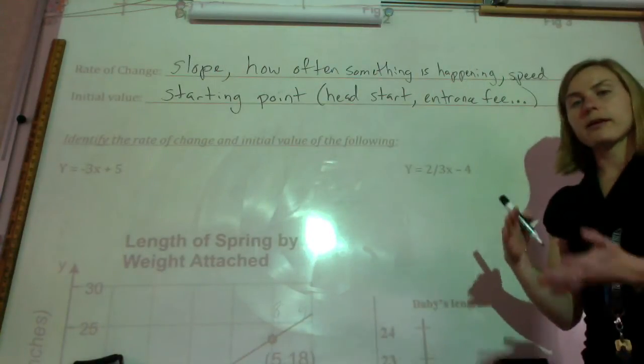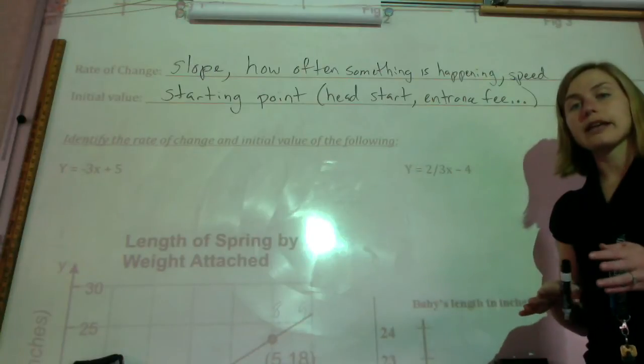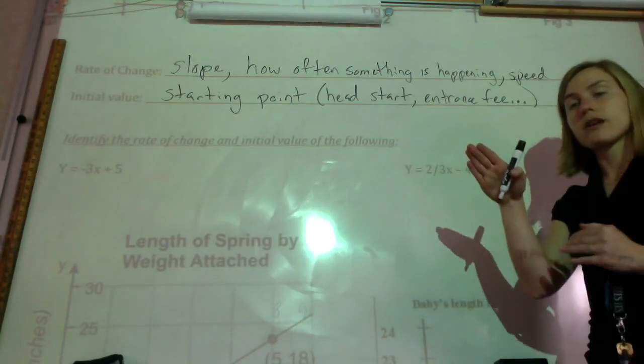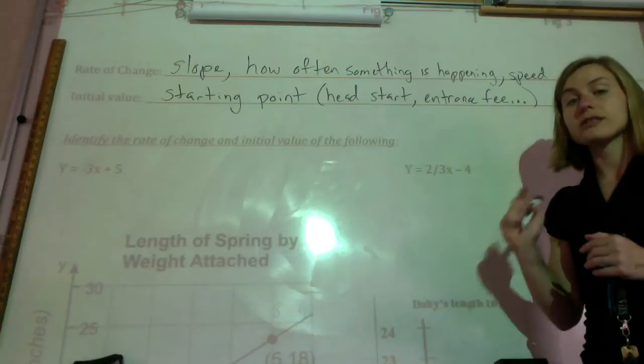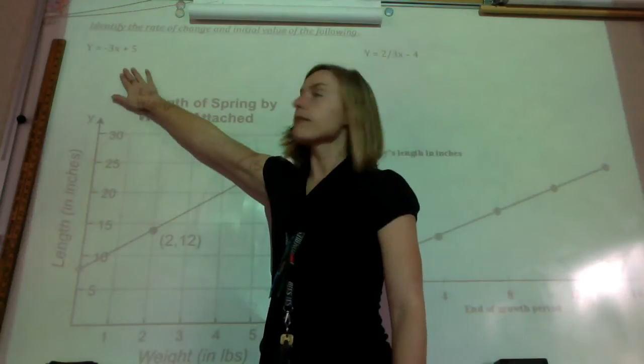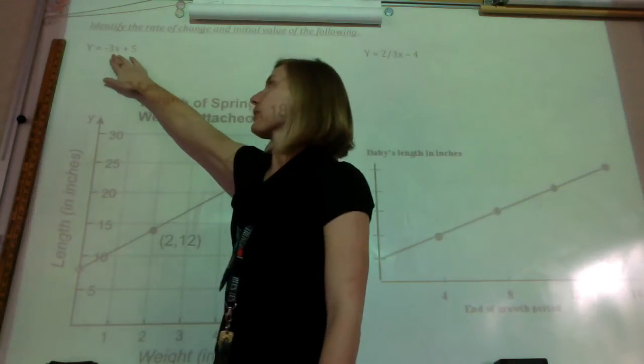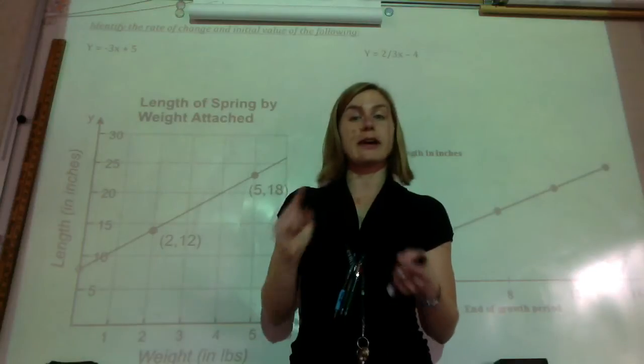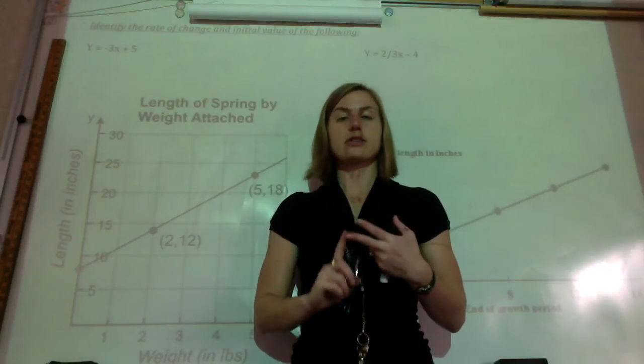So now that we've reminded ourselves what those are, let's take a look at how to identify those within the context of equations and graphs. So here I have this equation, y equals negative 3x plus 5, and I want to identify the rate of change and the initial value.